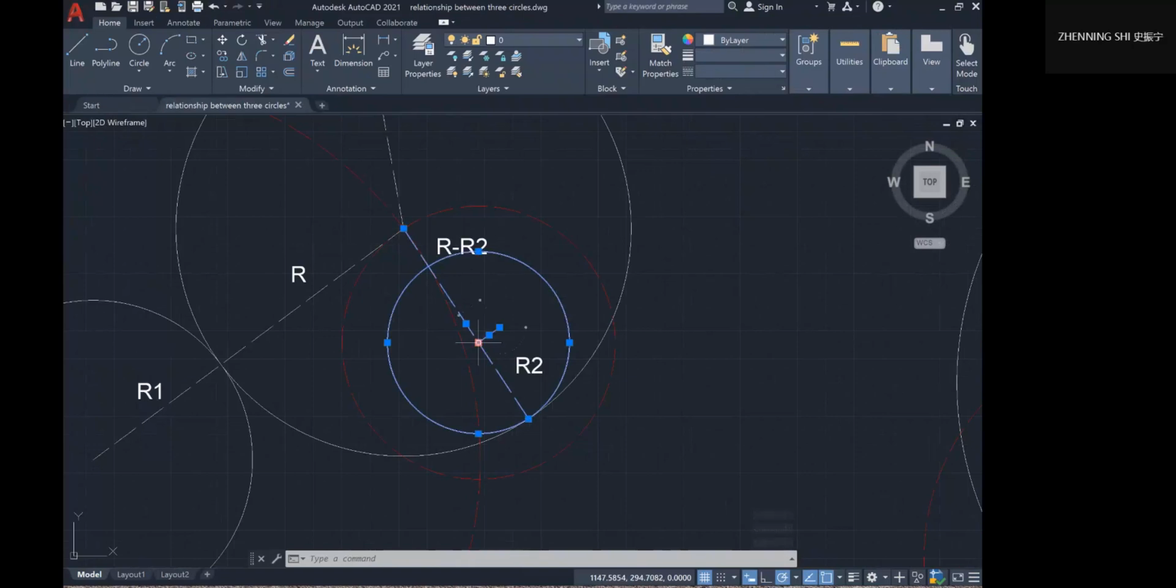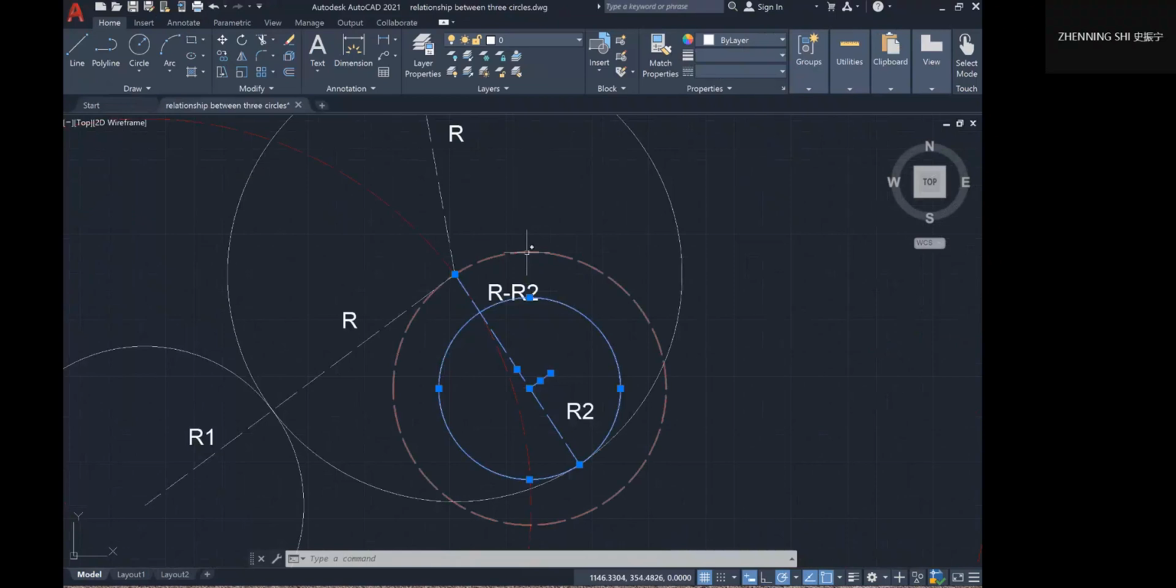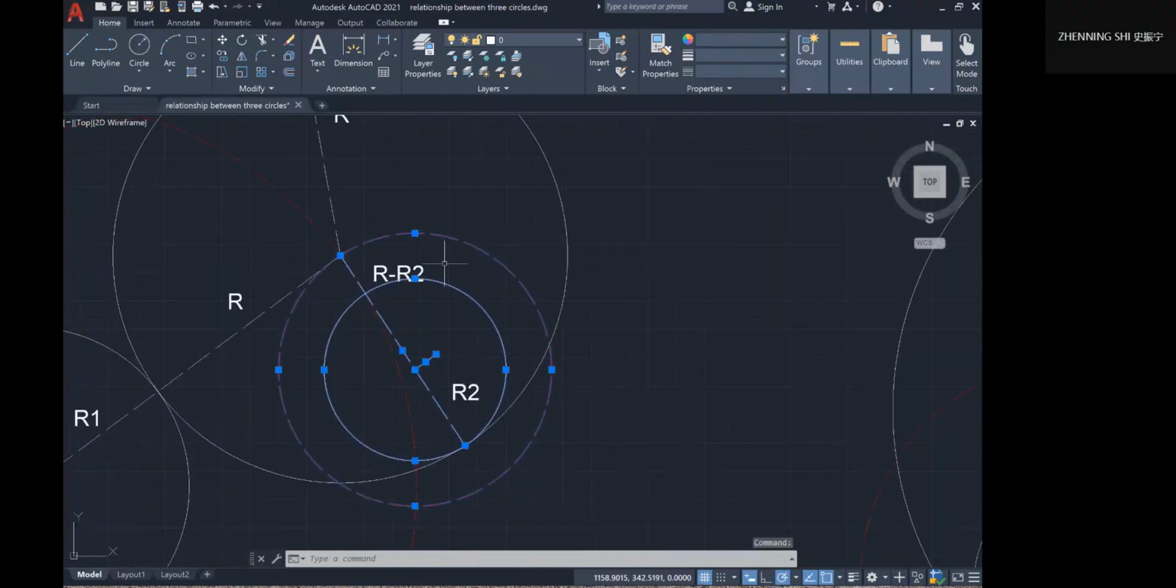So what is the radius of this auxiliary circle? The radius is R minus R2. You can see this is R, and this part is R2. So this part is R minus R2. So I hope that you can understand.